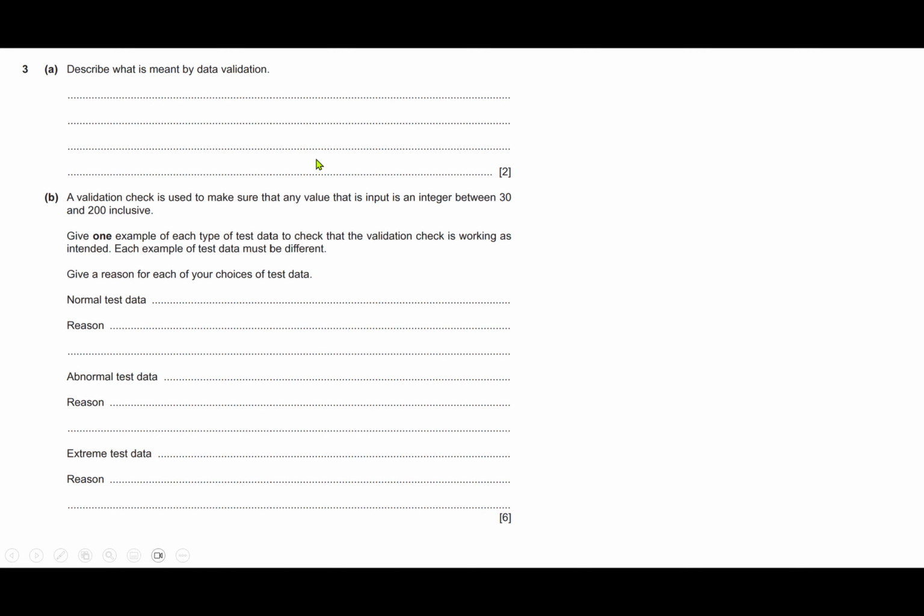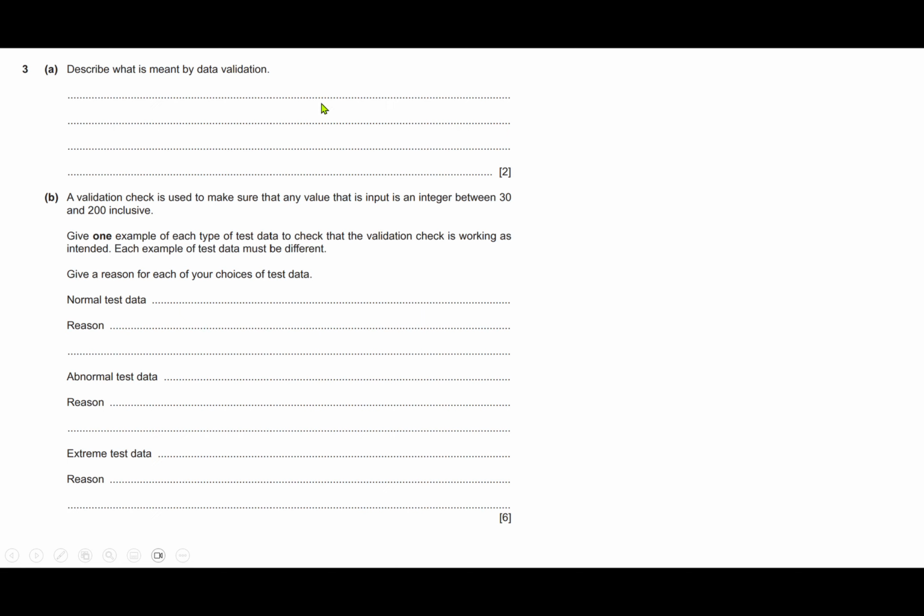Okay, question 3a. Describe what is meant by data validation. So validation and verification are checks that we use on data input by the user. So it's important to know the difference between these two. Verification requires the user to check the data. So if you type in your name, you'd verify that by outputting the name that you typed on the screen and asking, is this correct, yes or no, or asking the user to type it in again.